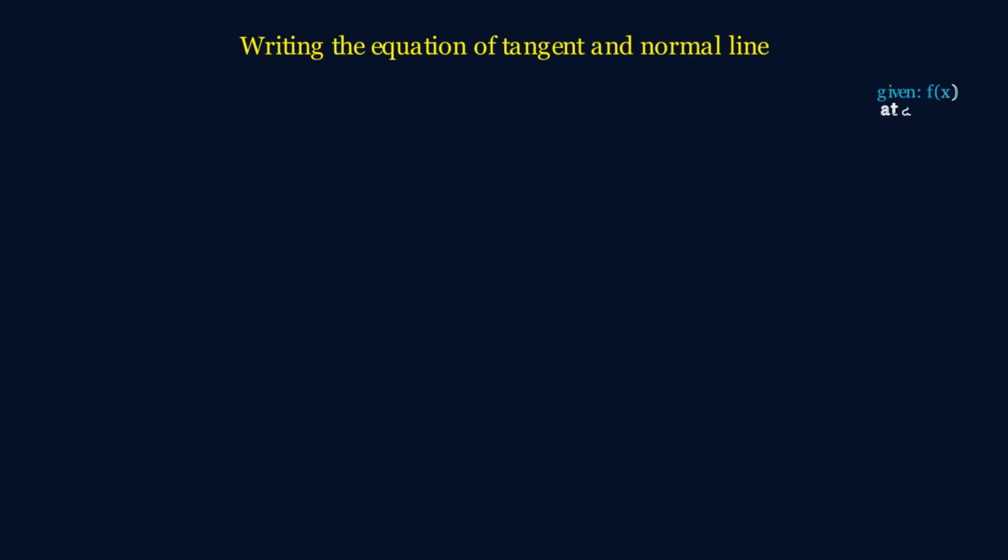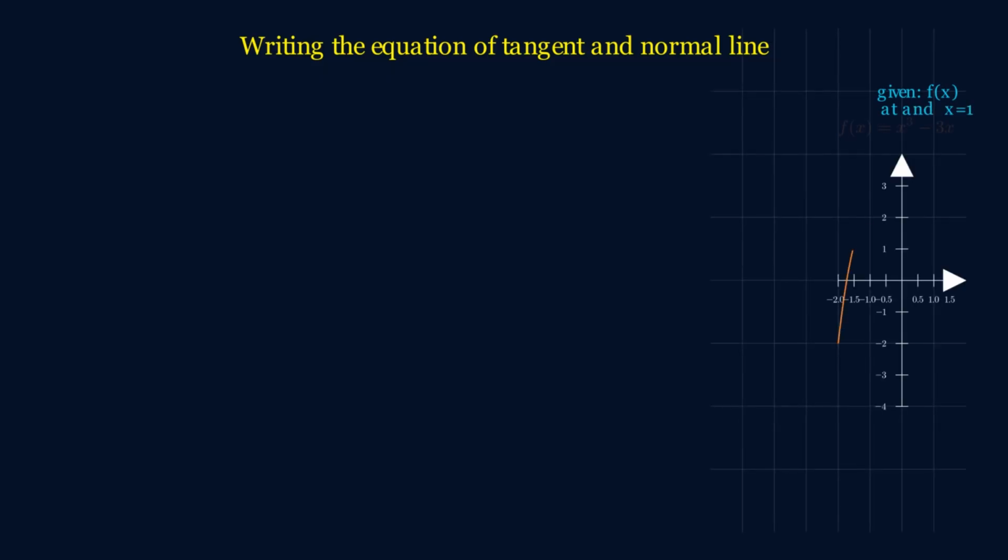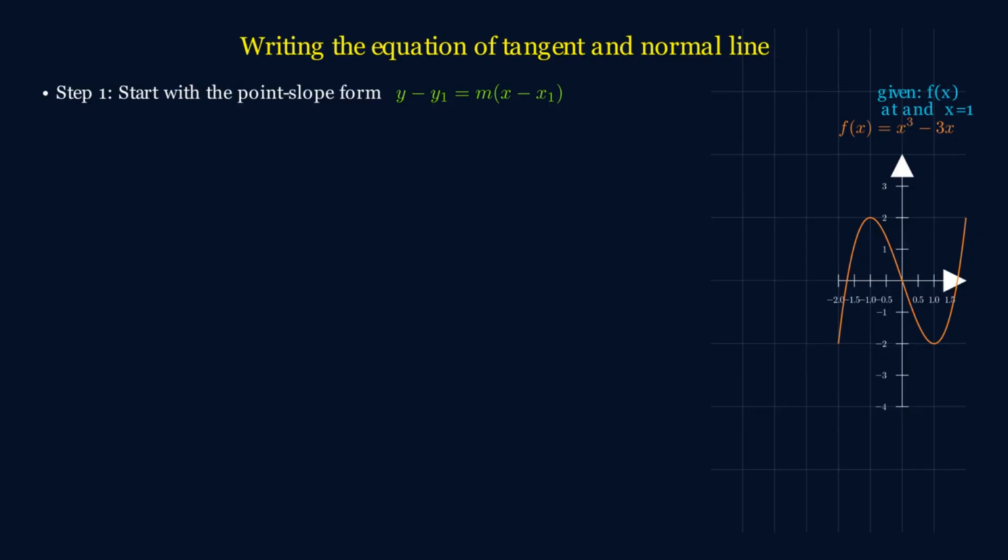Let's look at one more example. This time, our function is f of x equals x cubed minus 3x, and we're finding the tangent and normal line at x equals 1. Just like in the previous two examples, we'll start with the point-slope formula. Y minus y1 equals m times x minus x1.